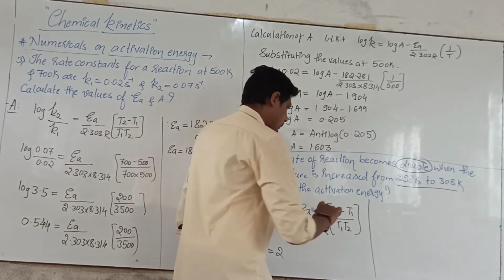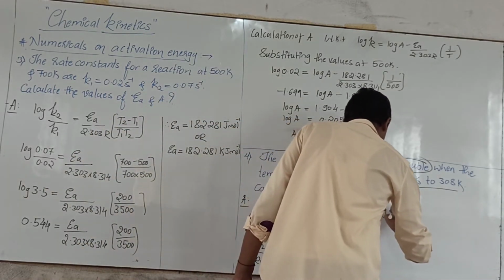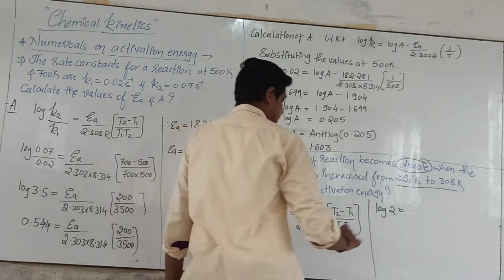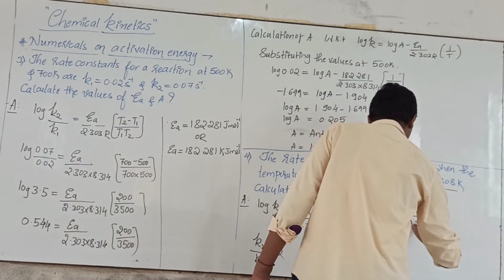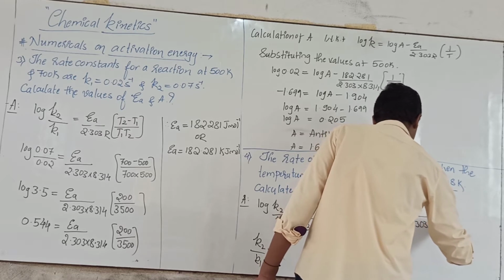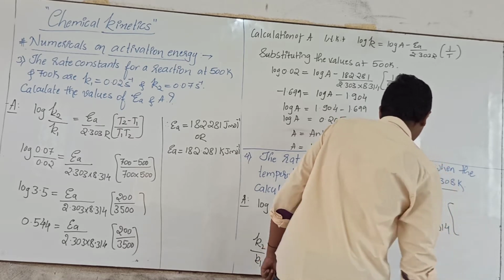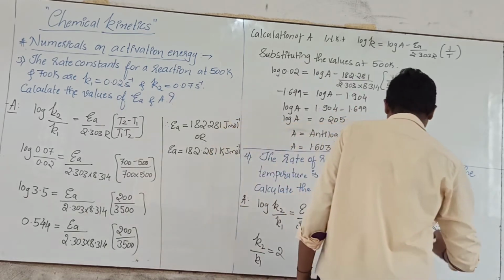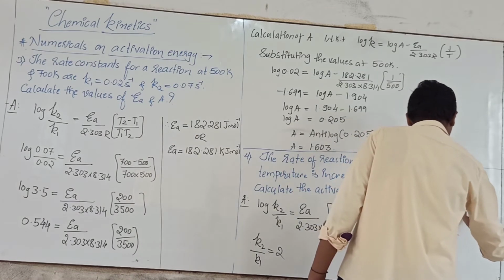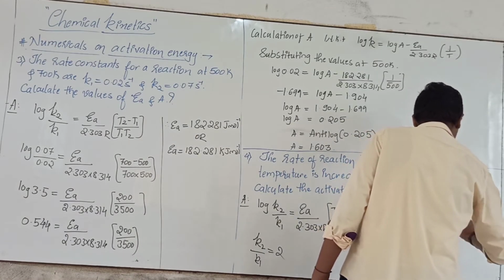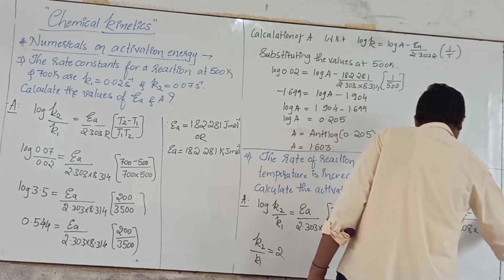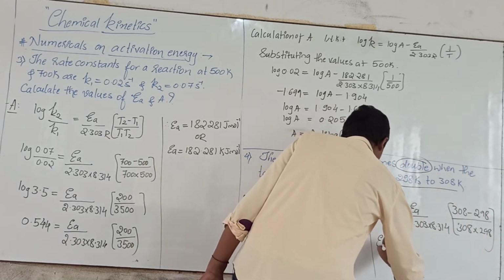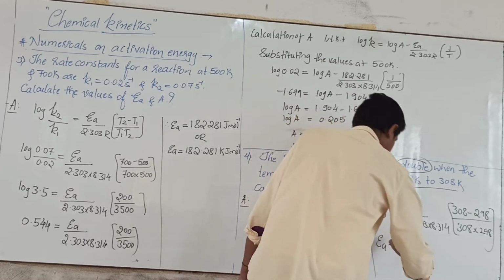So what we'll do now? Log of 2 is equal to EA divided by 2.303 into 8.314. What are the two temperatures? It is 308 minus 298 divided by 308 multiplied by 298. So on solving, EA, your answer should be how much?